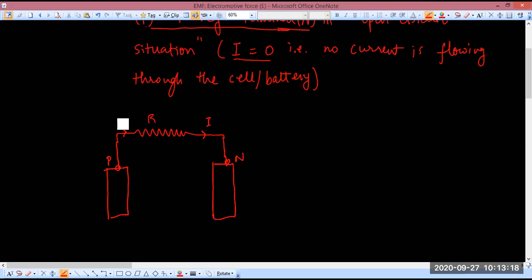But in this EMF thing, we want to measure this. I repeat, it is called EMF only when the current is not flowing. Only when the current is zero. It's called EMF only when the current is not flowing. So that is only possible if the circuit is open.